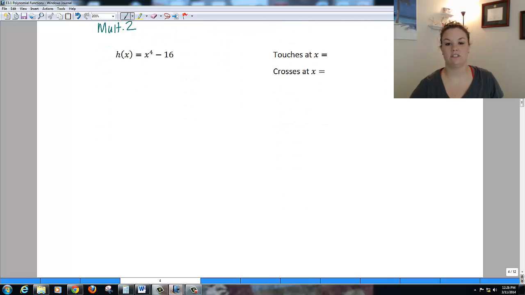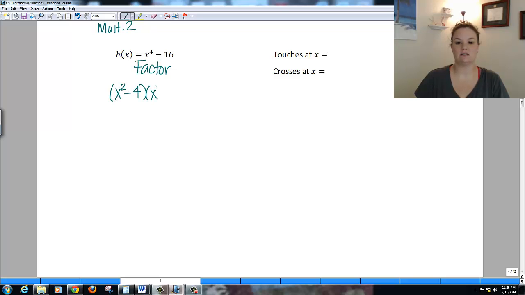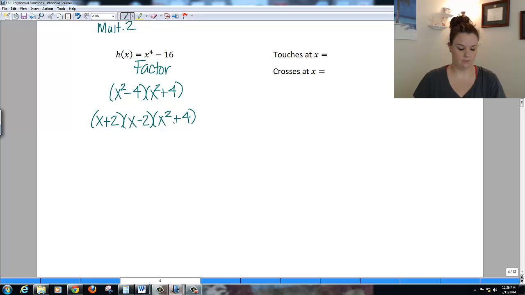On this next one, first thing I want to do is factor it, okay, because we're looking at multiplicity of factors, not degree. So first thing I want to do is factor. This is a difference of squares, so this factors into x squared minus 4 times x squared plus 4. Okay. And then this first quantity is another difference of squares. It factors into x plus 2 times x minus 2.